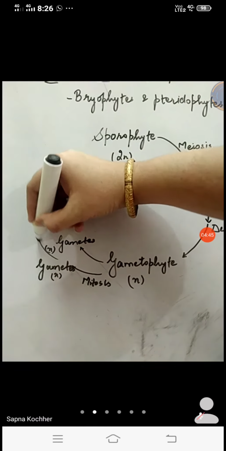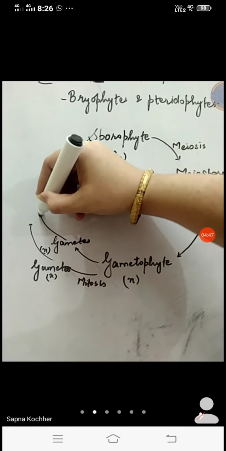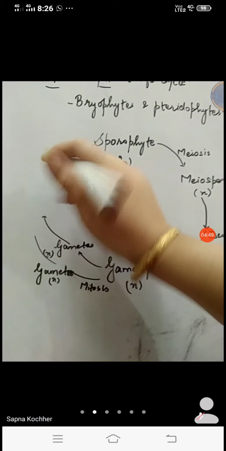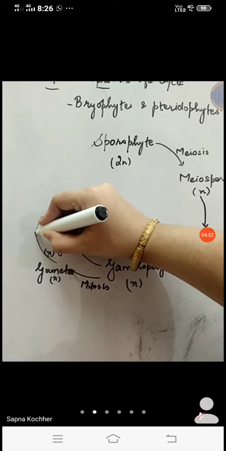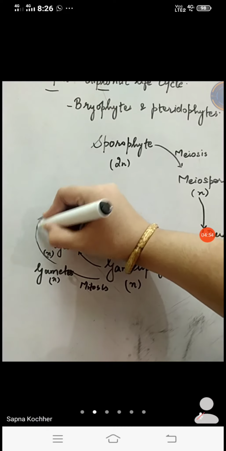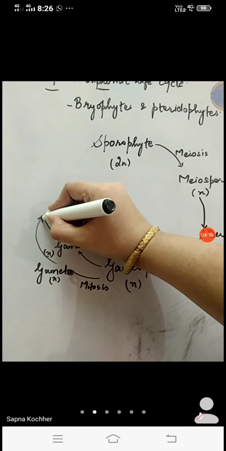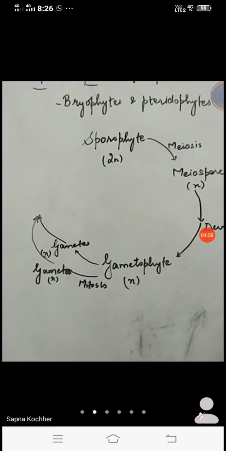So the equational division results in the formation of the gametes, which are haploid structures, and these gametes will now undergo fusion. And when they undergo the fusion, that is the fertilization, let us join this arrow here. So this is when they undergo the fusion or the fertilization.